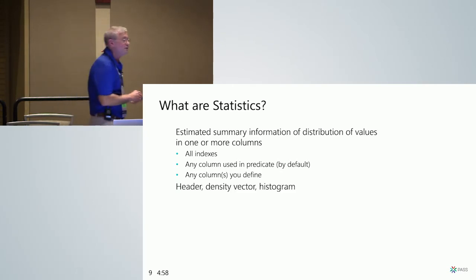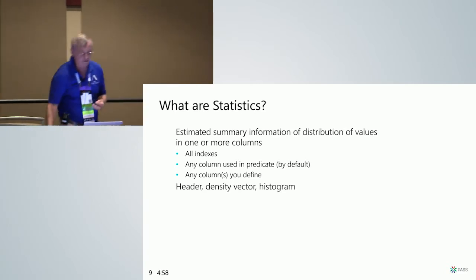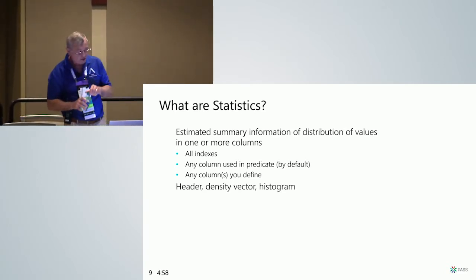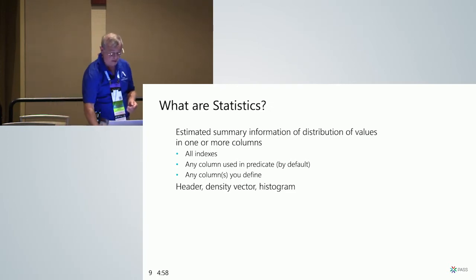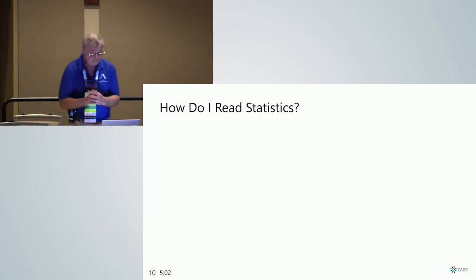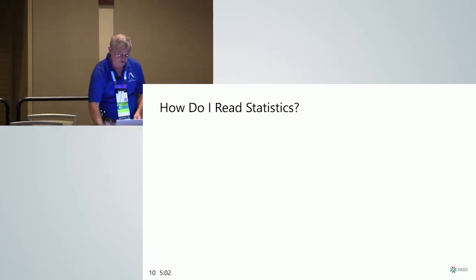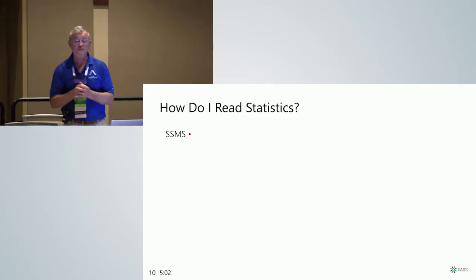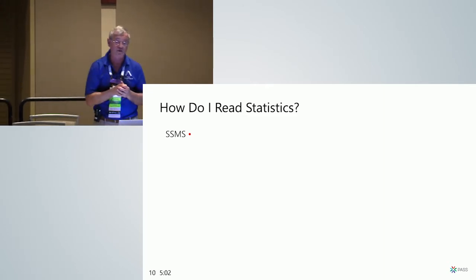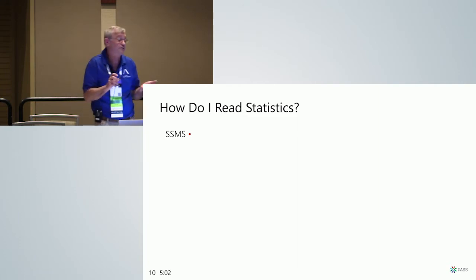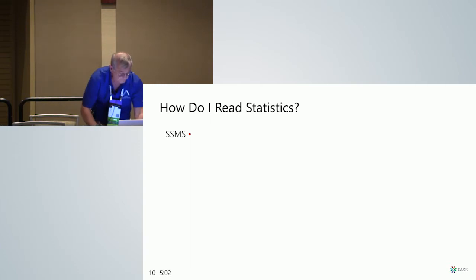Within the statistic, there are three sections: header, density vector, and histogram. We're going to focus almost entirely on the histogram, and that's where I find most of the value. And how do I read statistics? There are several ways. The first way is SQL Server Management Studio. It is a quick way to look at some of the header information, but I don't use it for much more than that because it's not that convenient.